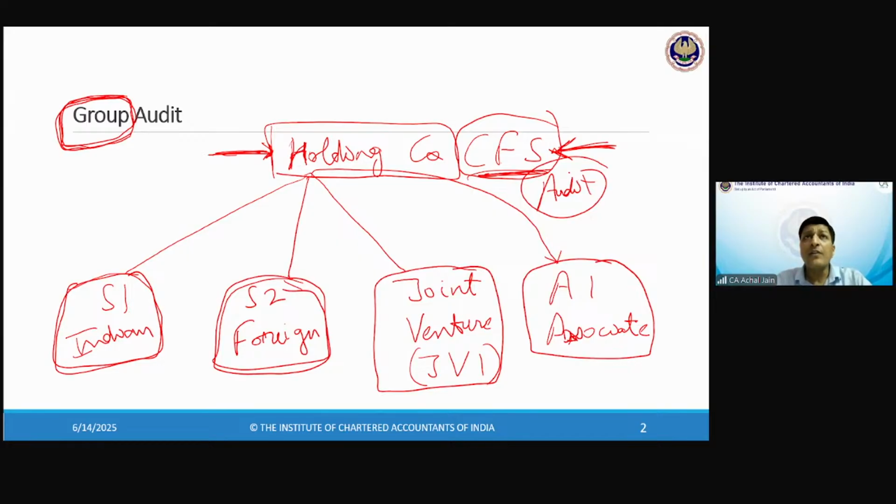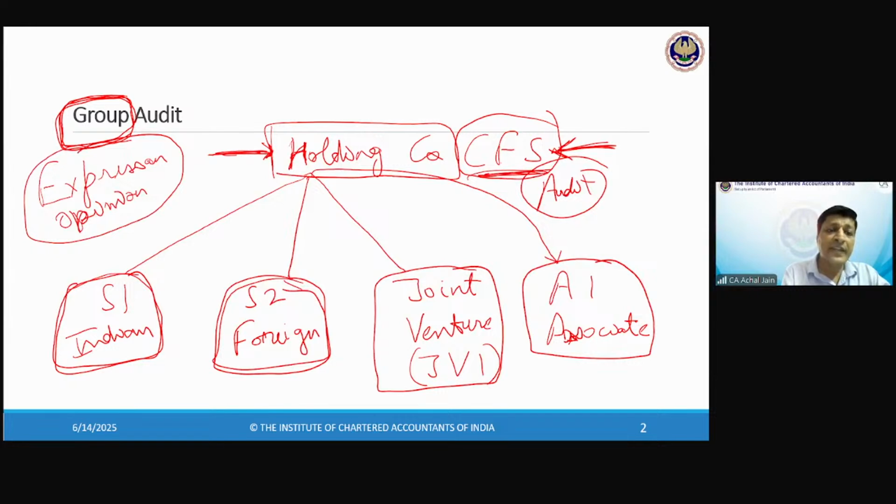And this audit of CFS will be done in a similar manner, the way any financial statements are audited, the way separate financial statements are audited. So that means the auditor will be required to express an opinion. And this opinion will be separate to the one which the auditor will provide on the separate financial statements.